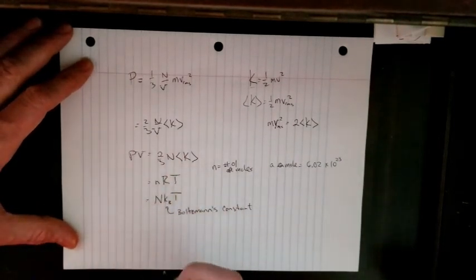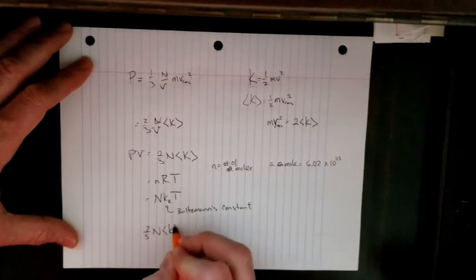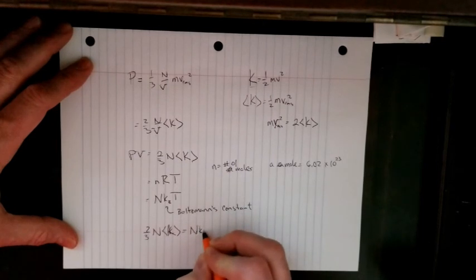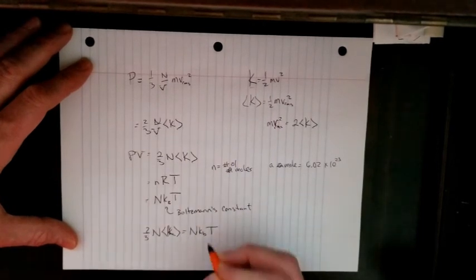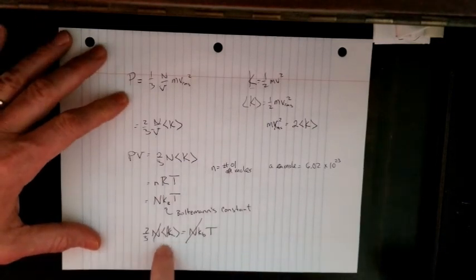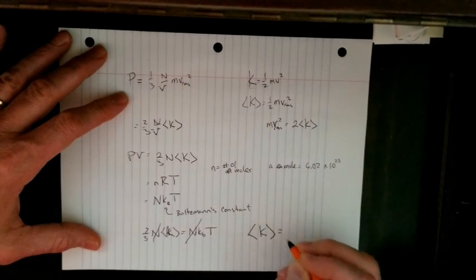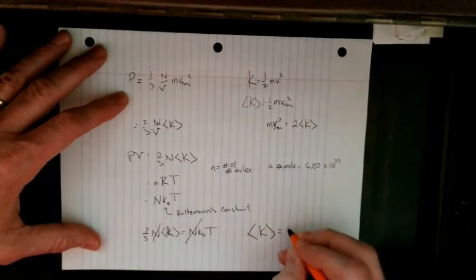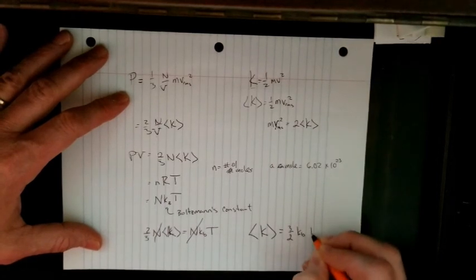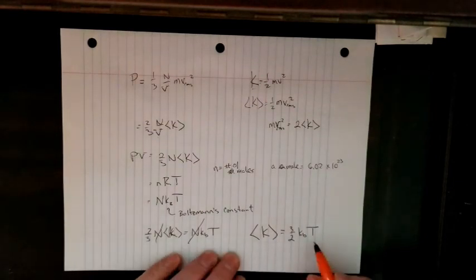And so we have this 2/3 times the number of particles times the average kinetic energy is equal to the number of particles times Boltzmann's constant times the temperature. Number of particles cancels out. And what we are now left with is a relationship between kinetic energy and temperature. So the average kinetic energy of a gas is equal to 3/2 times Boltzmann's constant times the temperature. And that is the relationship between average kinetic energy and temperature.